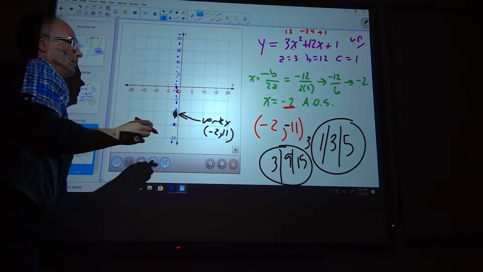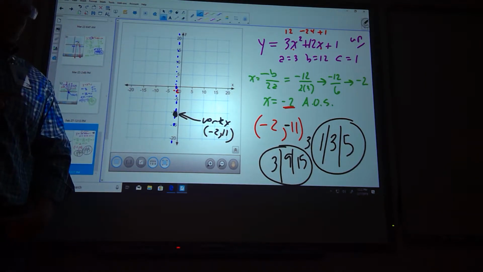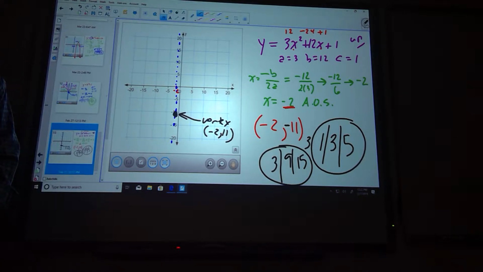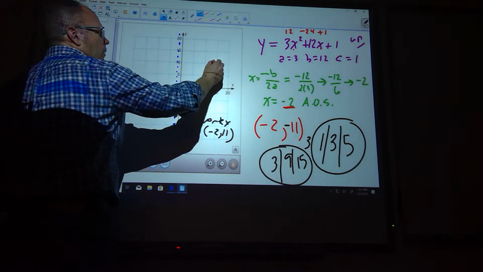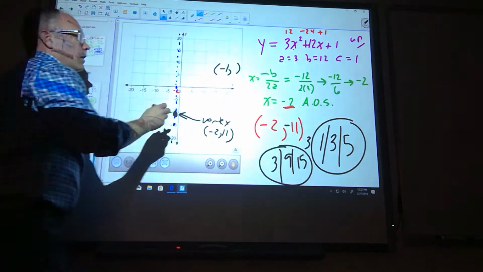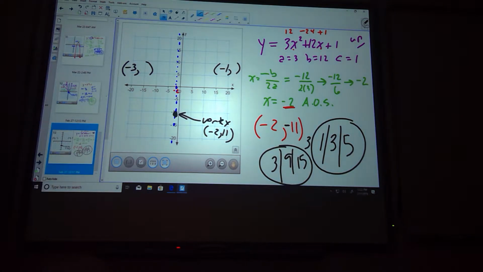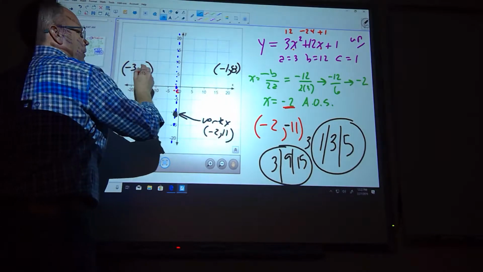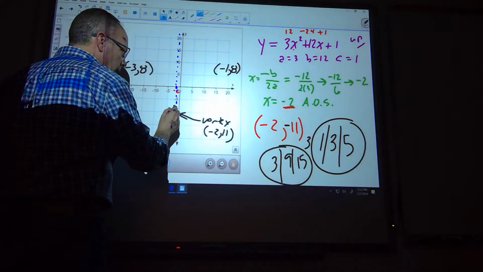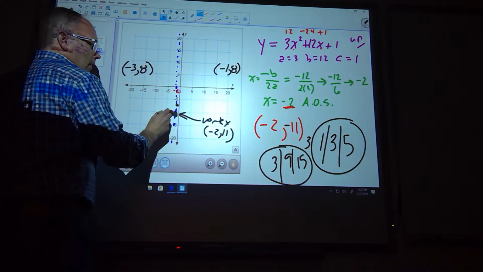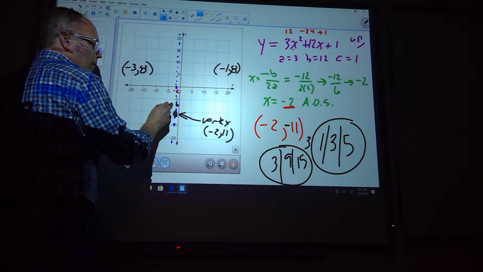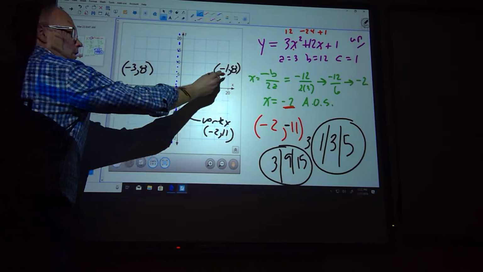Okay. So watch. I'm going to go from my vertex, so at negative 2, I'm going to go right 1. If I go right 1 from negative 2, I get to negative 1. If I go left 1 from negative 2, I get to negative 3. My first move, I'm going to go from my vertex up 3. So 11 up 3 means I get to 8. So negative 1, 8 is like right there, and then right there. Okay, so that's what these points are.